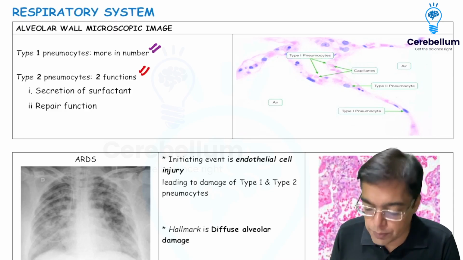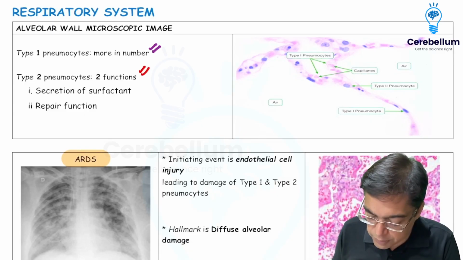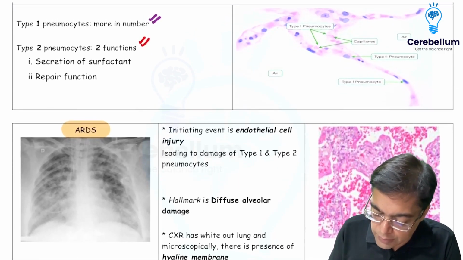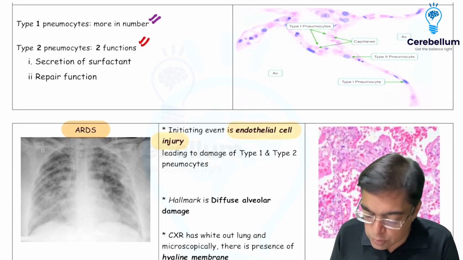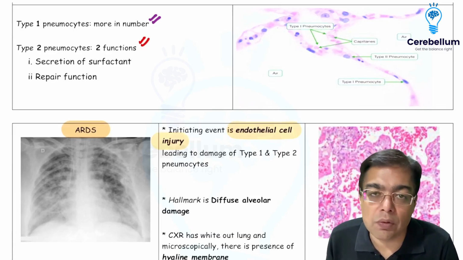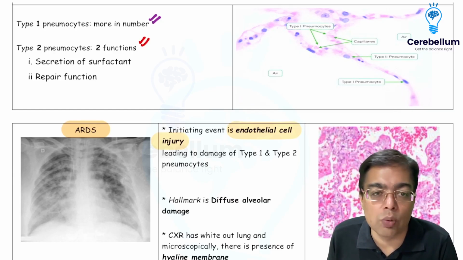Why do we need to talk about this basic fact? Because we have certain conditions, starting off with something like adult respiratory distress syndrome. The condition is characterized by the presence of an initial endothelial cell injury, which can be attributed to multiple reasons. And if there is an endothelial cell injury, there is going to be release of cytokines, which are responsible for causing damage to both type 1 as well as type 2 pneumocytes.